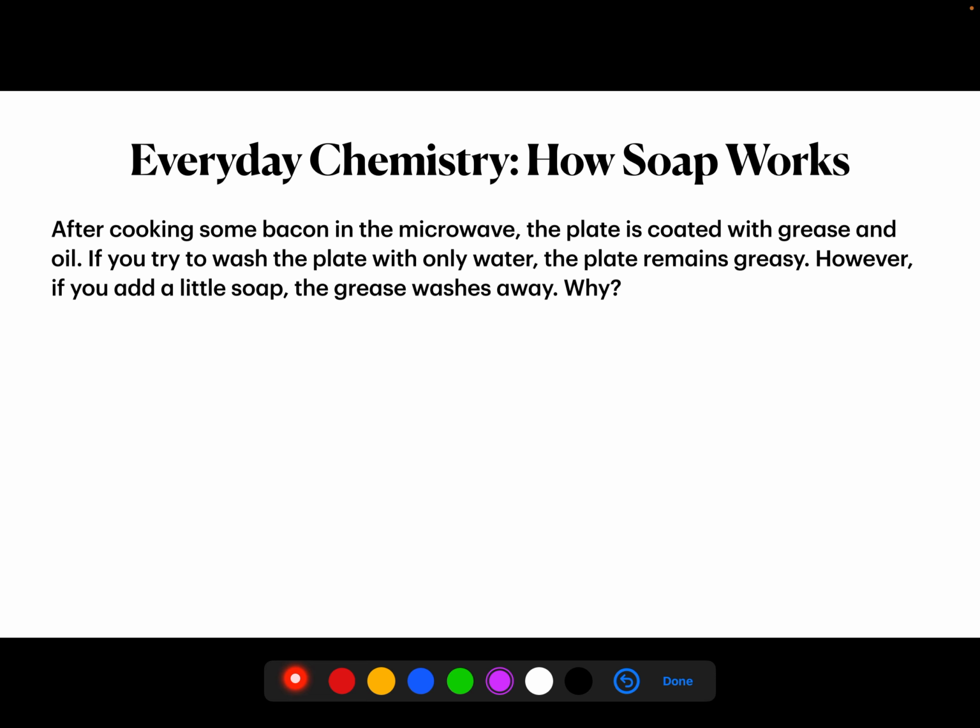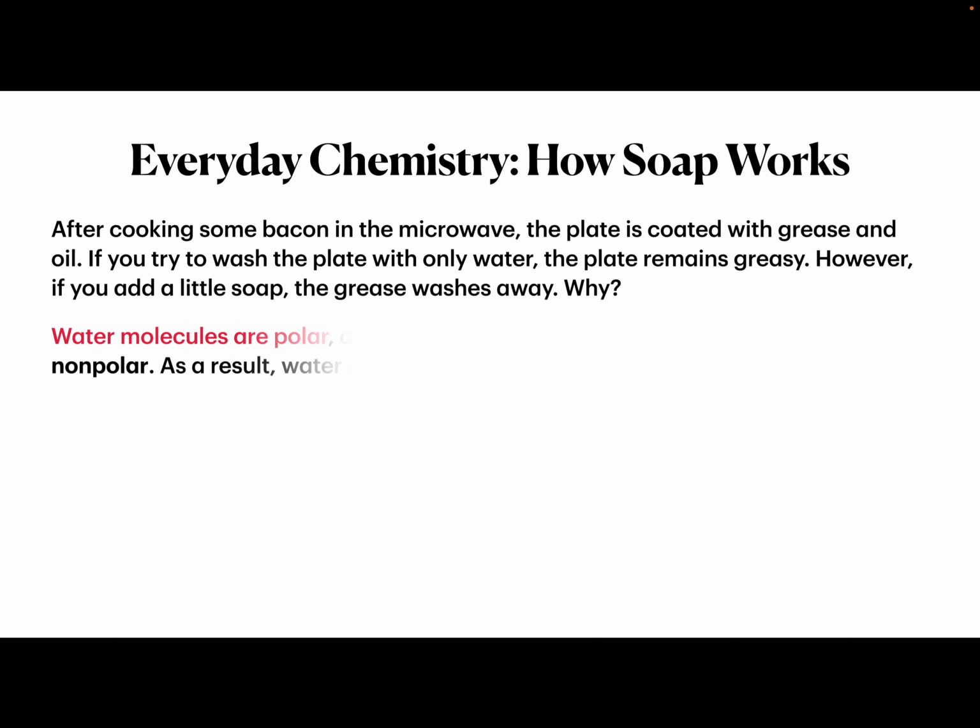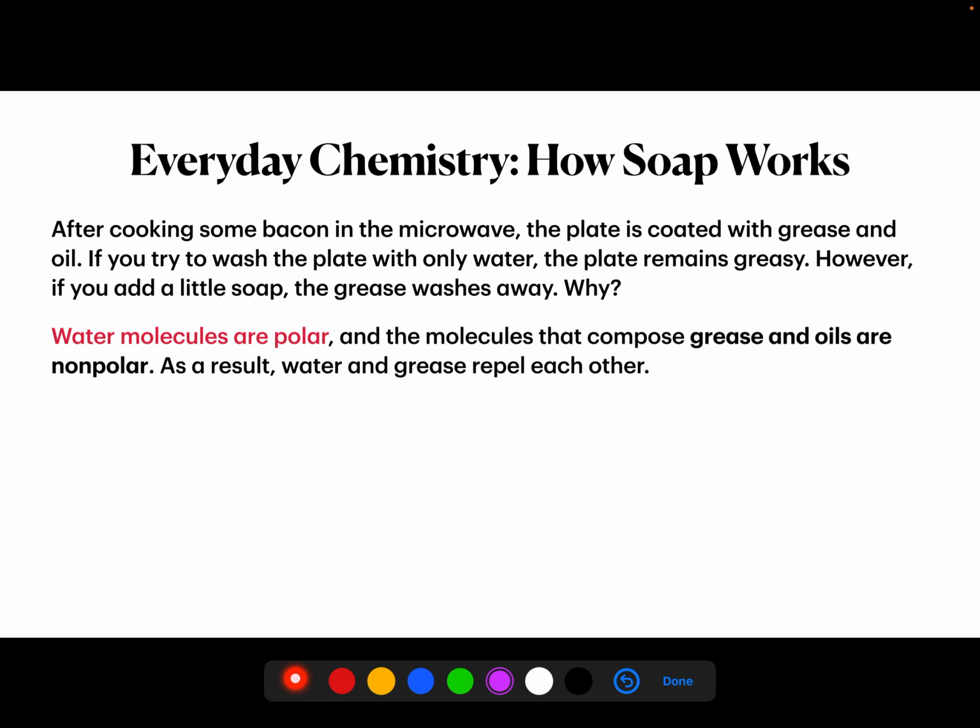Okay, this can also help us in everyday chemistry to design molecules that can help us do particular tasks, like soap. Soap is an amazing molecule that we have designed, but it's definitely based upon biological molecules that we know work in a particular way. Let's talk about how soap molecules work. Say after cooking some bacon in the microwave, the plate is coated with grease and oil. If you wash the plate with only water, the plate remains greasy. However, if you add a little soap, the grease washes away.